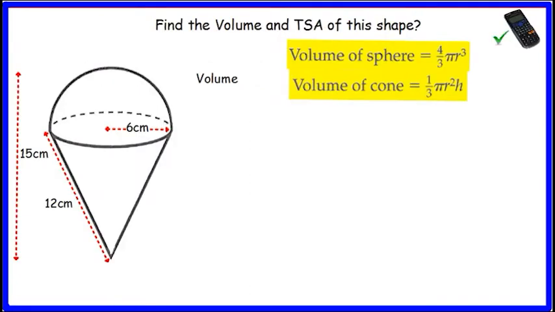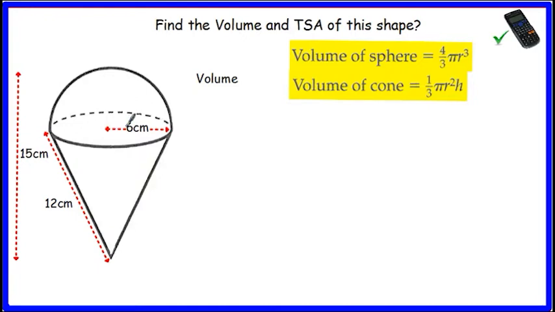Okay. Find the volume and the total surface area of this shape. Okay, so we'll just look at the volume for this one. I've got two shapes. I have a cone and I have half a sphere. So I'll do both of those separately and then I'll add them together.